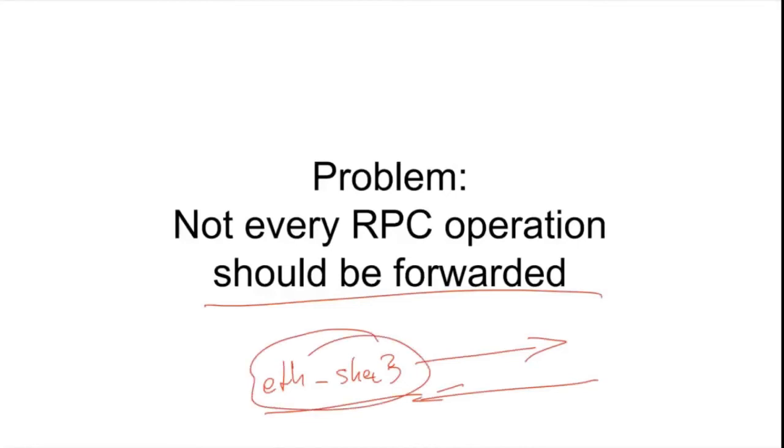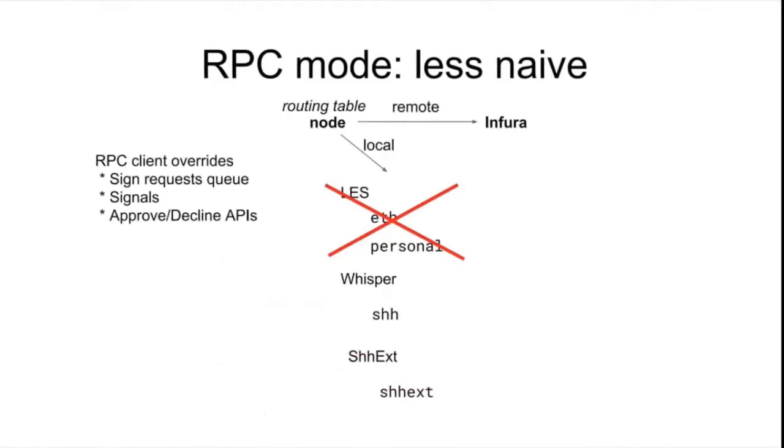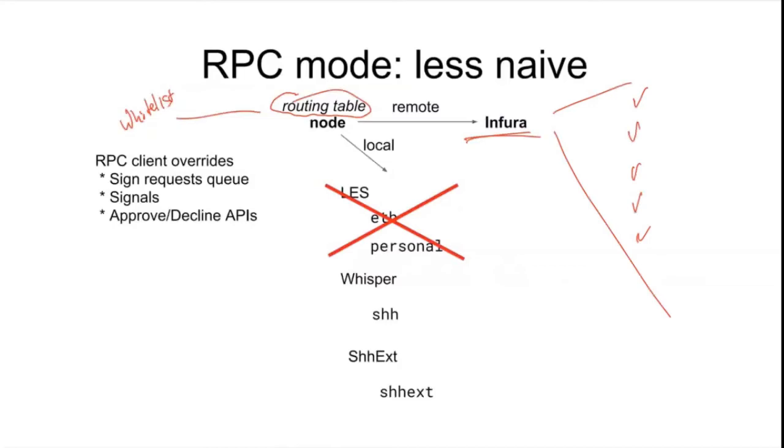So for that, we made a routing table here that has a whitelist of the methods that we actually want to forward to Infura. We basically took the list of methods that it supports, picked what we wanted and put it into the remote allowed methods. And everything else should still be local. Every other call should still be local.